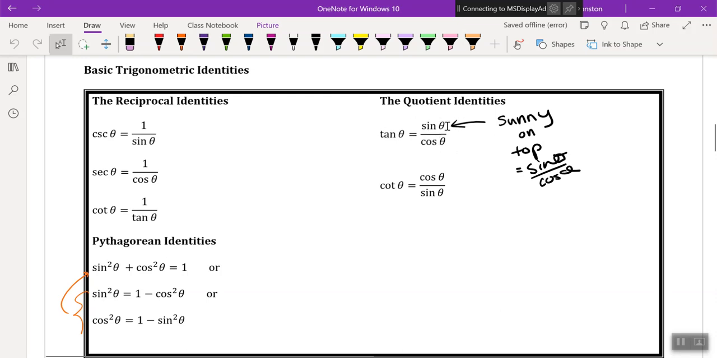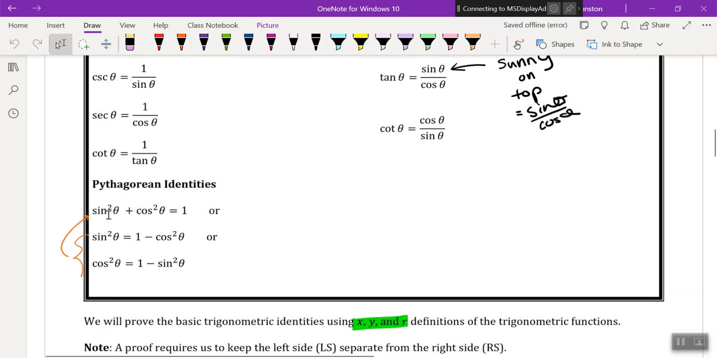Sine is y over x, right? Tan is equal to y over x. Just like in the unit circle, sine is y, cos is x. And then cotangent is cos over sine, the opposite. You should also know these Pythagorean identities. Sine squared plus cos squared equals 1. It's not sine plus cos equals 1. It's sine squared plus cos squared equals 1.